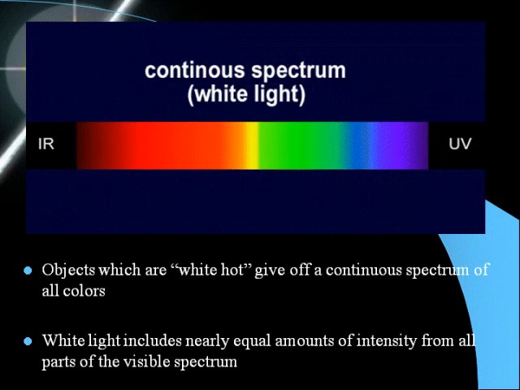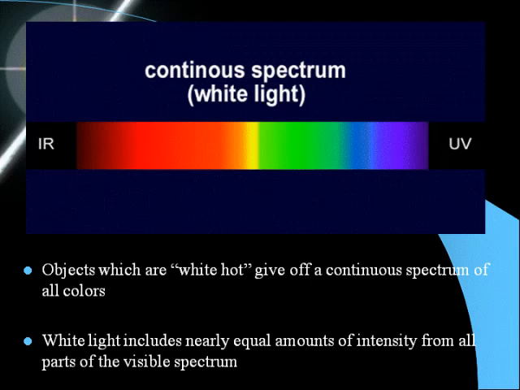Now, if something is white hot, hot enough to glow in all parts of the visible spectrum, we're talking about something that's extremely hot, probably between 6,000 and 7,000 degrees Kelvin. White hot objects are giving off a nearly equal amount of radiation in the red, in the green, and the blue part of the spectrum. So because they're giving off all these colors, they appear white. White is the sum of all colors put together.